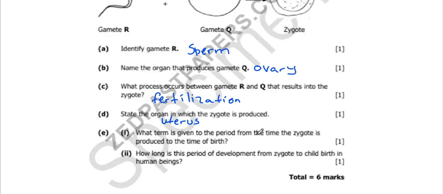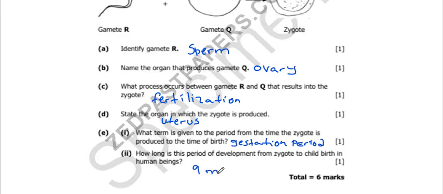E, what term is given to the period from the time the zygote is produced to the time of birth? This period is what is known as the gestation period. And it usually lasts how many months? That's actually the next question. How long is the period of development from zygote to childbirth in human beings? How long does it take before a child is born?